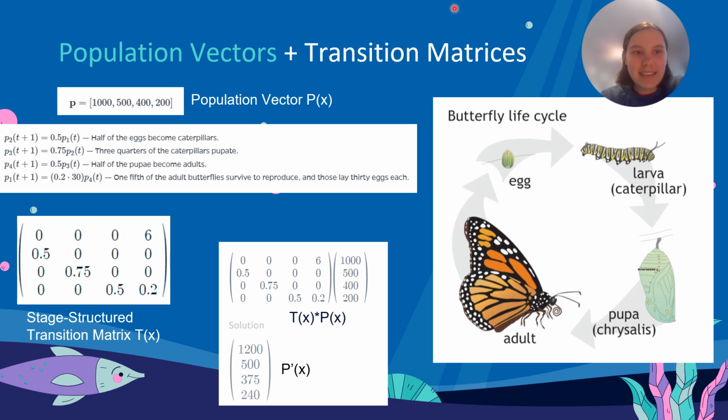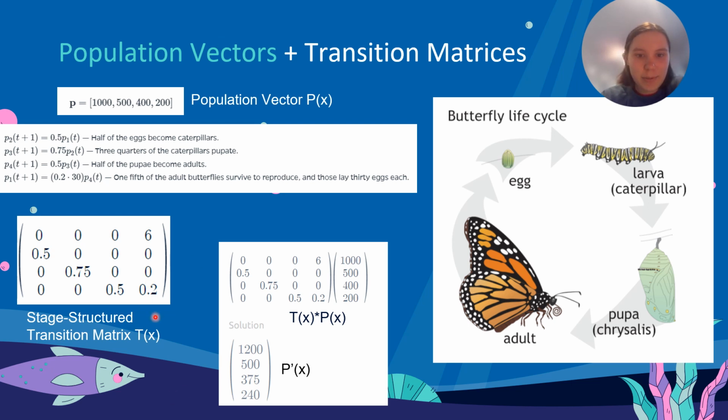We can see that 0.5 of the eggs become caterpillars. So we start in the eggs column, and we're saying of the eggs, 0.5 survive to become caterpillars. Then moving down, we see that 3/4 of the caterpillars become pupae, and moving down again, half of the pupae become adults.